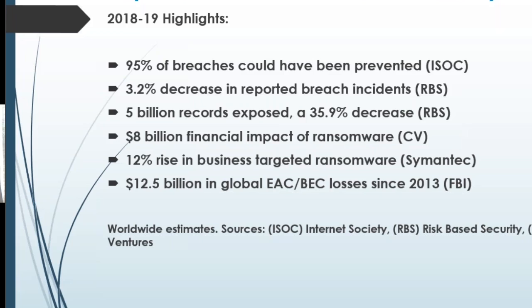There were 5 billion records which were exposed. Now, this is way too much, and we will look at why I'm saying way too much. If you look at the overall gamut of things, there was a 12% rise in targeted ransomware activities. There was a $12.5 billion loss predicted since 2013. This is an FBI number, so it's typically the North America geography. I was reading a KPMG report of 2018 which said the accumulated loss is in the region of $50 billion. So effectively, the internal audit function has huge responsibility.